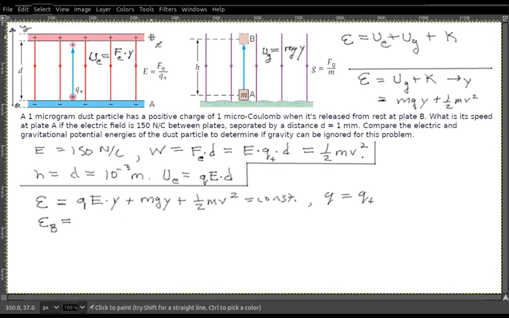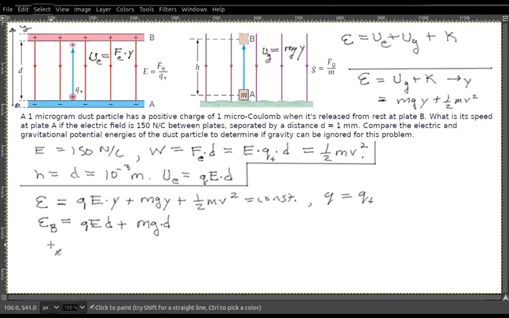So at B, what do we have? Well, the guy's not moving, right? So now his electric potential energy is QED at the top, plus gravity potential, mgd, and here we're calling it d for distance versus h for height. And what about 1/2 mv squared? Well, remember we released from rest, so that's 0 right there. There's nothing.